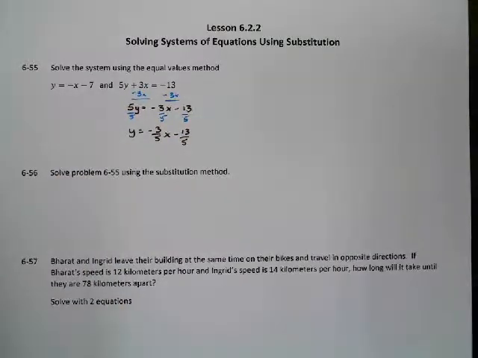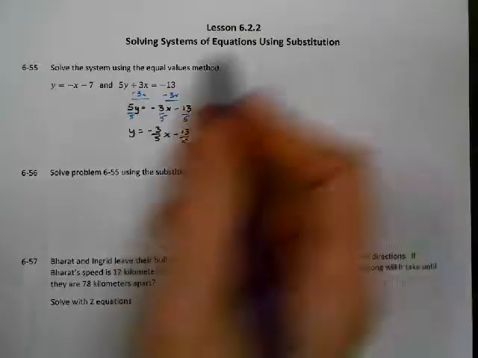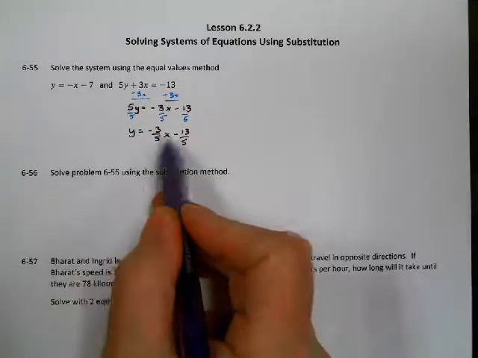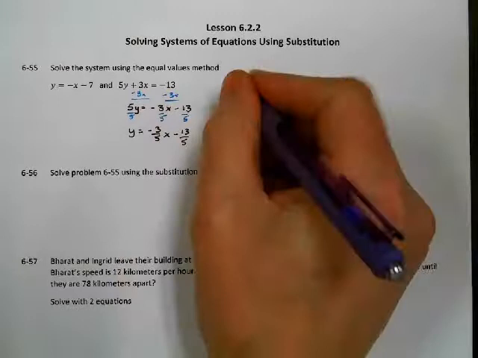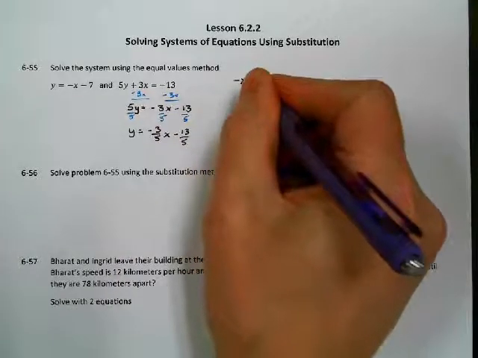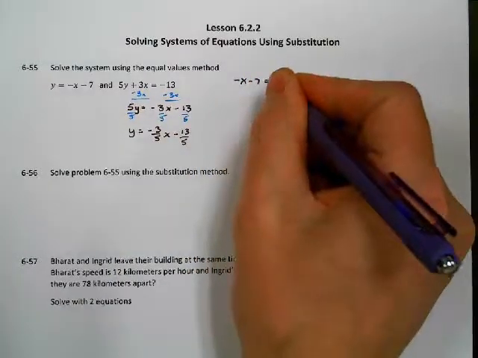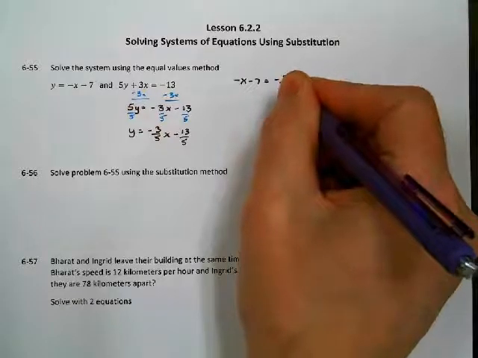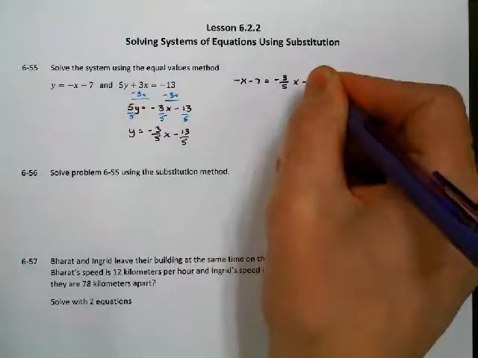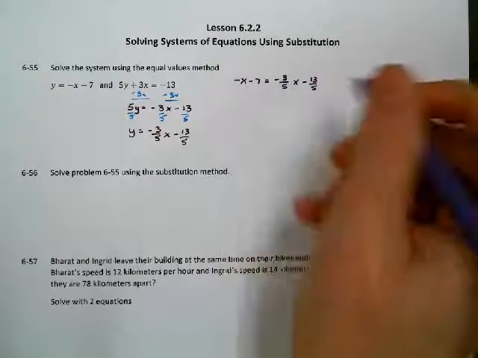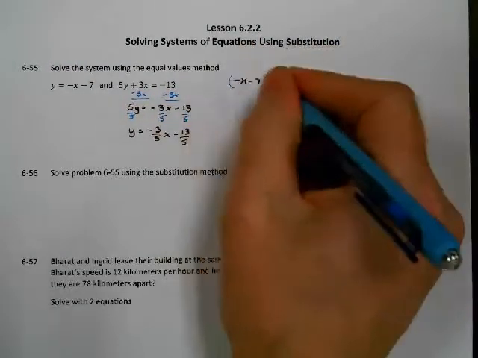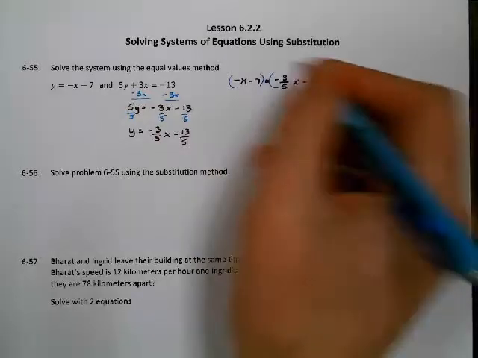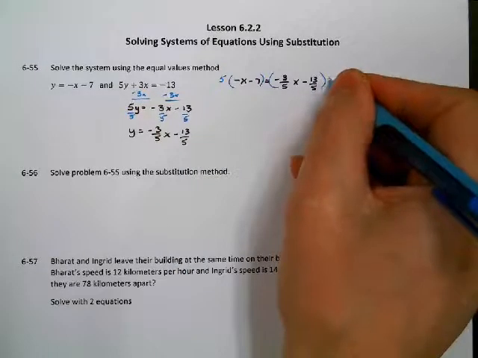But using the equal values, what we would do at this point is we'd say, okay, y is equal to this, and y is also equal to that. So let's let this and that equal to each other. So I get negative x minus 7 is equal to negative 3/5 of x minus 13/5. Let's get rid of those fifths. Let's multiply both sides by 5. And let's make this a little bit nicer.